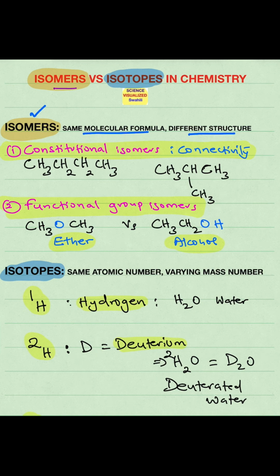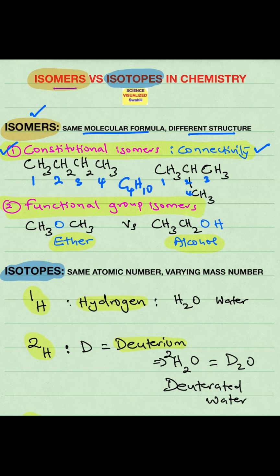The first one is called constitutional isomers. This is where the two molecules have the same molecular formula but different structures, and the difference is due to connectivity, how the atoms are connected. So for example, here you have carbon number 1, 2, 3, and 4 connected in a linear fashion, and then in this next structure you have 1, 2, 3, and 4 connected in a nonlinear fashion, and they all have the same molecular formula, so they have 4 carbons, so C4H10.